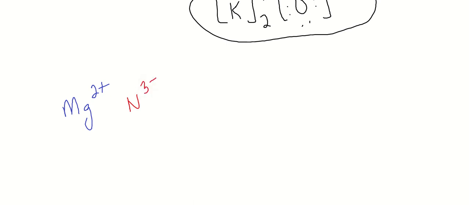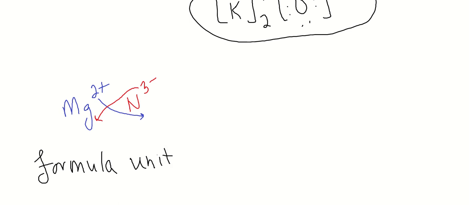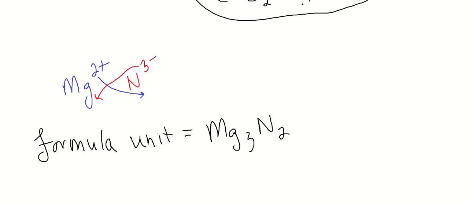So I'm going to crisscross the numbers. Don't bring the charges down. The charges don't belong downstairs. All right, so the formula unit for a compound consisting of magnesium and nitrogen ions is going to be Mg3N2. So that's your formula unit. So now we know how many to draw.